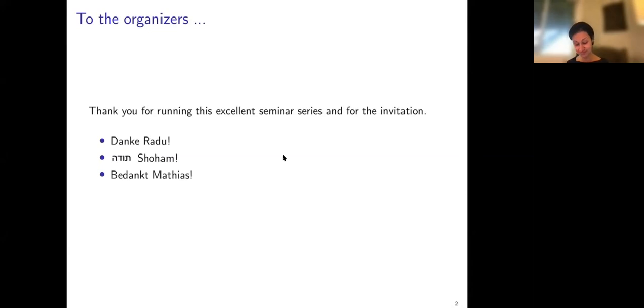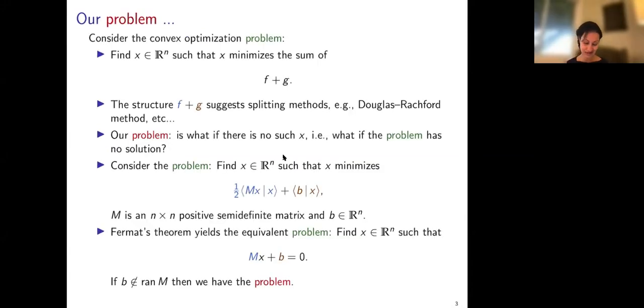I'll jump into the problem right away, and then I'll circle back and look at the setting and everything. So let's look at the convex optimization problem. I want to minimize the sum f plus g. So I want to find an x that minimizes this sum. And once we look at f plus g, it is very tempting to think about splitting methods, for example Douglas-Rachford and other methods as well, depending on the assumptions on the functions. But Douglas-Rachford is the most robust because it requires just convexity, besides some other assumptions like some CQs and accessibility of the proximal operators.